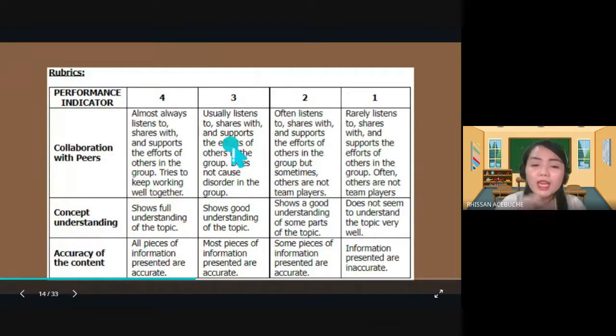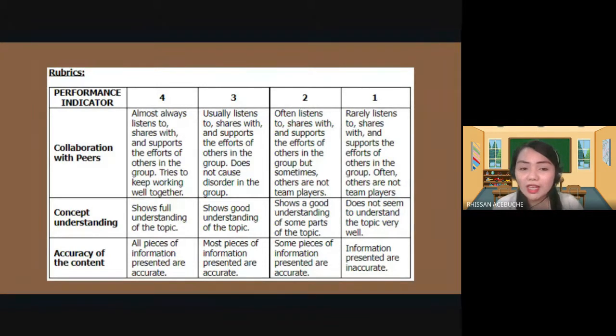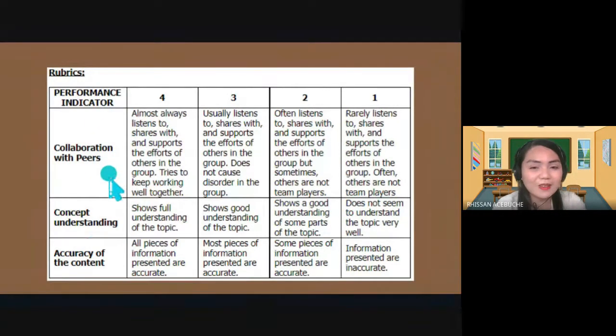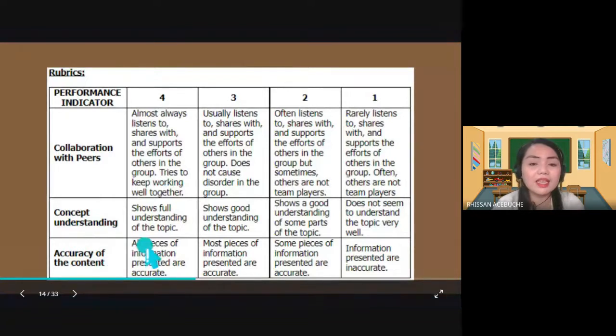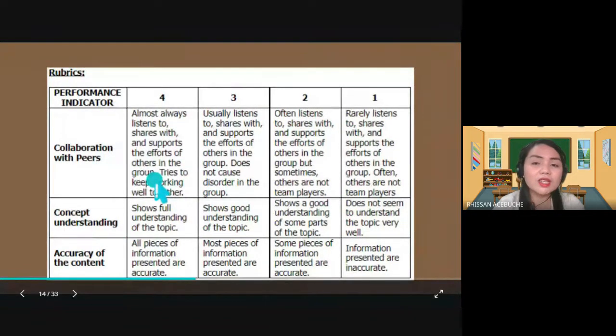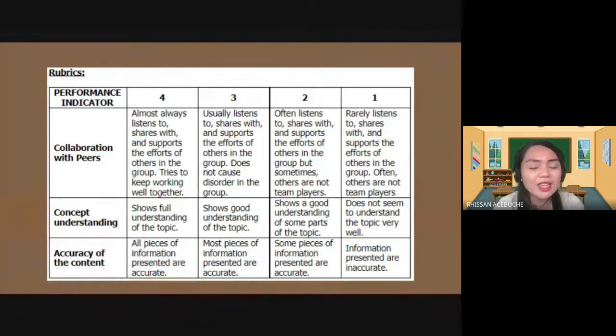Okay, so I'll be going around your room. I will be observing each group later so that I can also give you scores based on these rubrics. Okay, so these are your performance indicators. So this is how you will be graded. Collaboration with your peers. Okay, concept understanding and the accuracy of the content. So hopefully all of you will get 4 for your performance or for your presentation later. So this is also posted or included in the Google Classroom so that you can check it from time to time. All right. Any question before we proceed with our group activity?